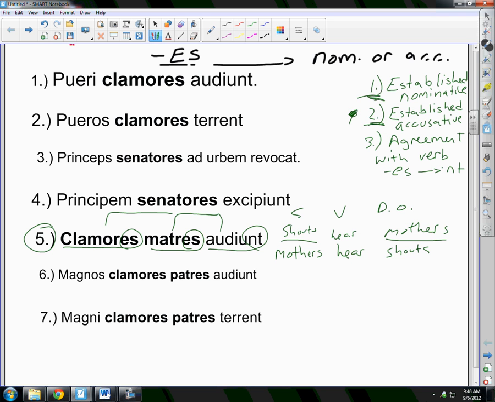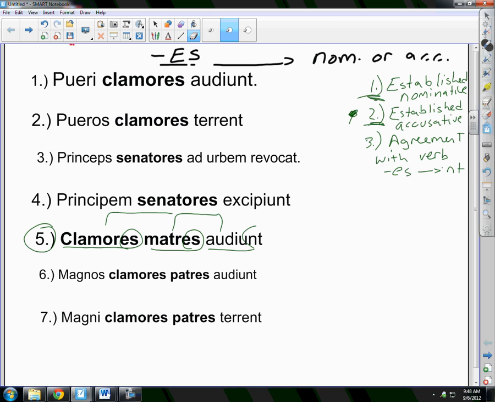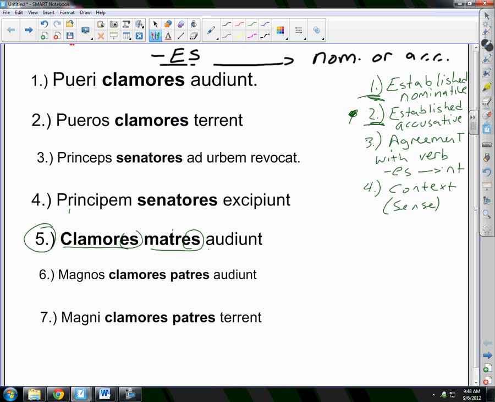So in this case, I can only establish accusative or nominative plural by using the context of the sentence, or sense. What makes sense? One makes sense, the other one doesn't. I try both. The one that makes the most sense is that this is accusative plural and masculine, and that this is nominative plural and feminine. That's what makes sense here.